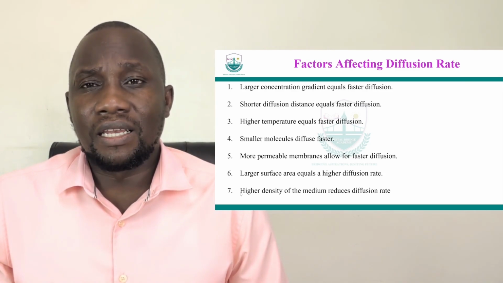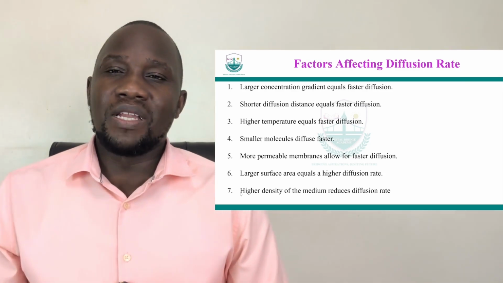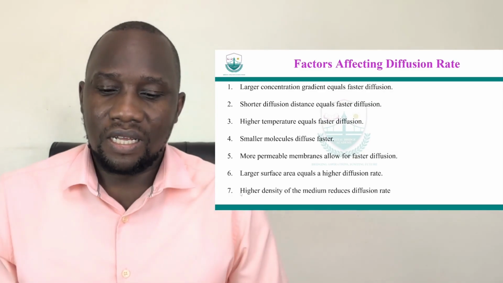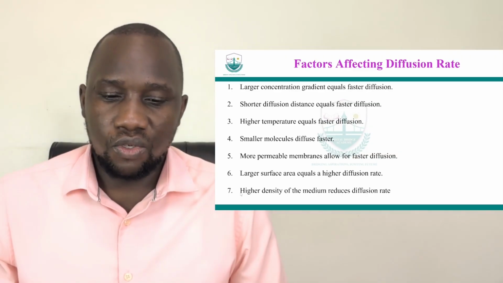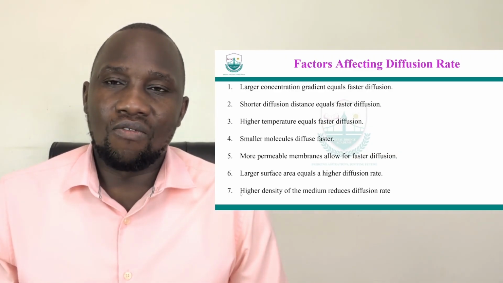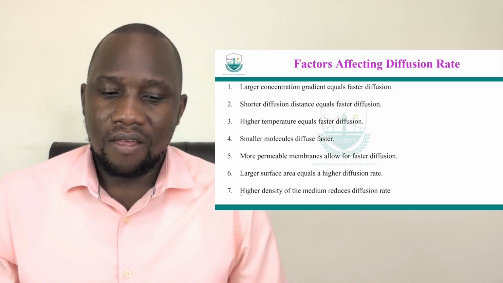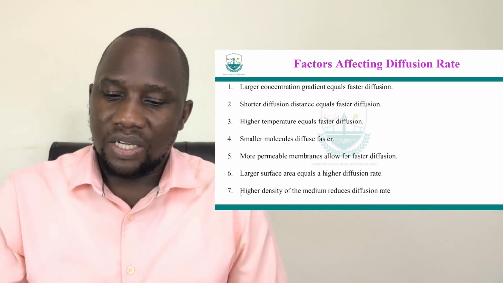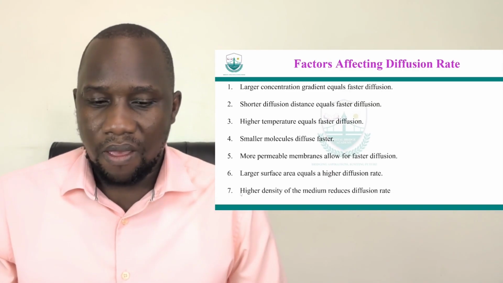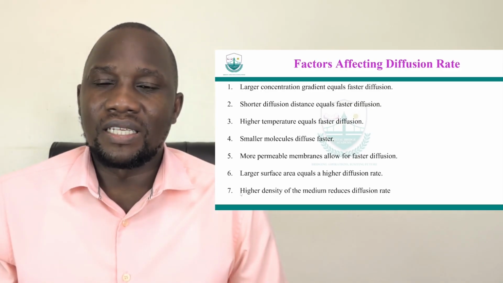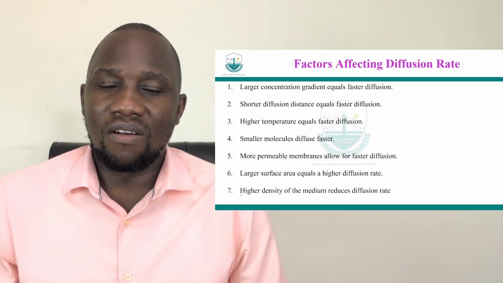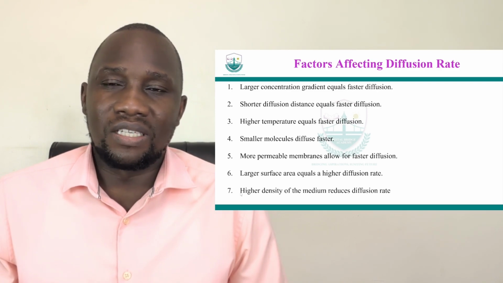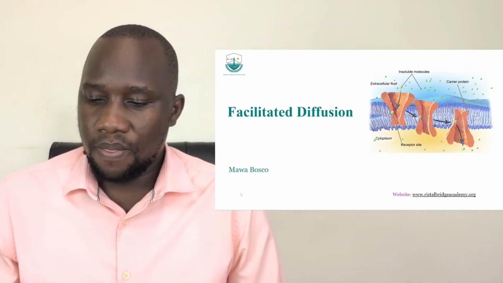And then large surface area means that you have sufficient surface area for movement of these particles, and therefore you have a high diffusion rate. High density of the medium means that the particles can move slowly if there is high density. So that means that if you want to have a high rate of diffusion, you need to have a low density of the medium. Okay?